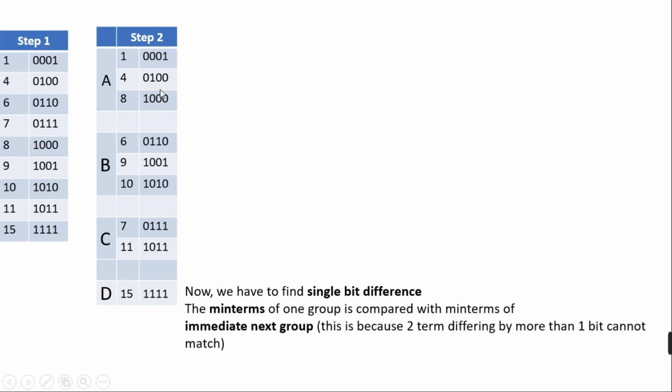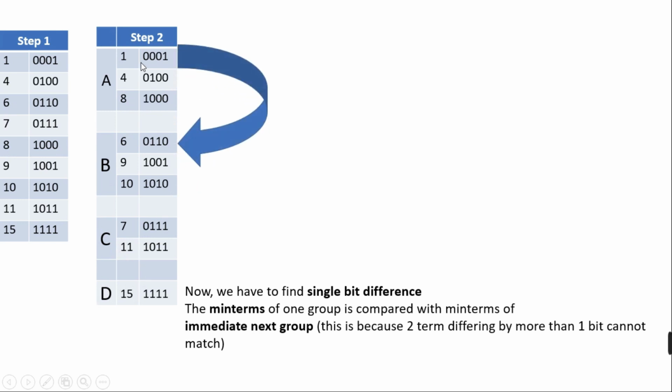So how can we actually do it? We're going to compare. We will compare all the minterms of group A with all the minterms of group B, then all the minterms of group B with all the minterms of group C, and then C with D. Basically, we're going to compare only one group to its immediate next group. That means we're going to compare A with B, B with C, and C with D. That's it. Let's check a simple example.